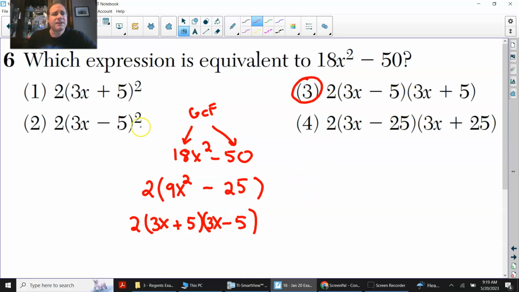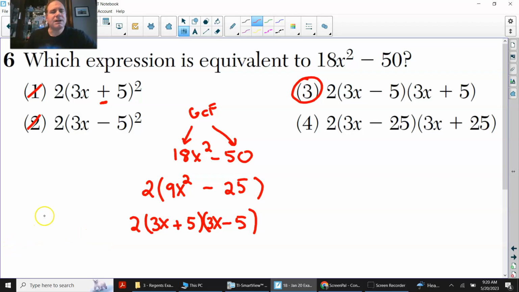Just remember, there's a couple of ways that you could do this. You see this right here? This means 3x plus 5 times 3x plus 5. So 5 times 5 cannot equal a negative. And this negative 5 times negative 5 cannot equal a negative either. You could cross those out. Negative 5 times positive 5 equals negative 25. Negative 25 times positive 25 does not equal negative 50. So 3 is the only possible answer.